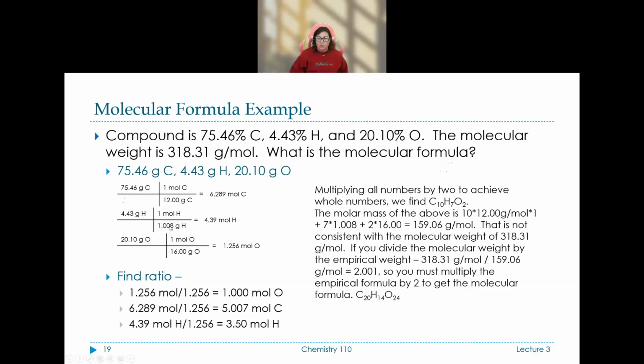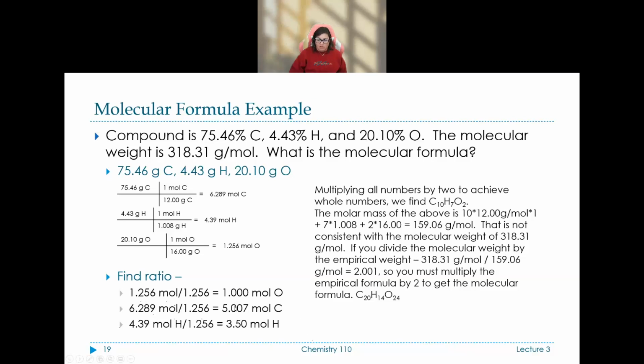4.43 grams of hydrogen divided by the 1.008 grams per mole of hydrogen is 4.39 moles of hydrogen. And again, it's 3 sig figs because there were 3 given here, 4 sig figs because there were 4 given there. 20.10 grams of oxygen divided by 16 is 1.256 moles of oxygen. If we find the ratio, 1.256 moles divided by 1.256 equals 1 mole of oxygen. 6.289 moles of the carbon divided by the 1.256 equals 5.007 moles of carbon. 4.39 moles of hydrogen divided by 1.256 equals 3.50 moles of hydrogen.